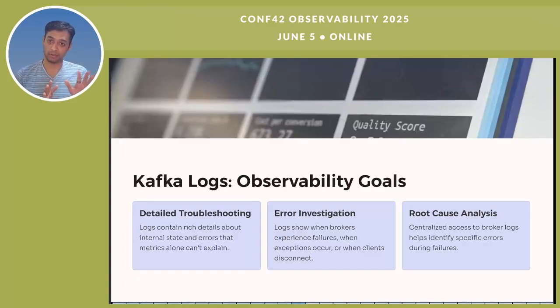So I'm going to talk about logs directly. I just want to tell you why events is not present in the slide deck. Kafka logs. This is another observability goal, right? Again, and one of the more important ones.